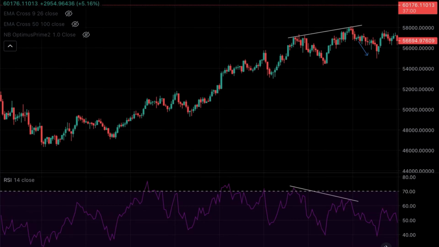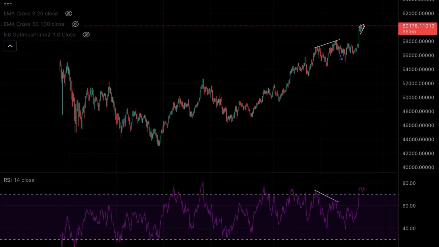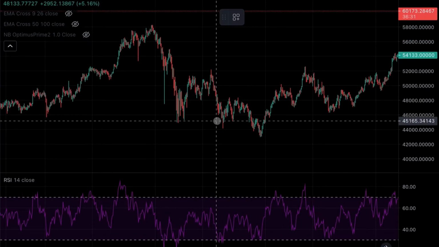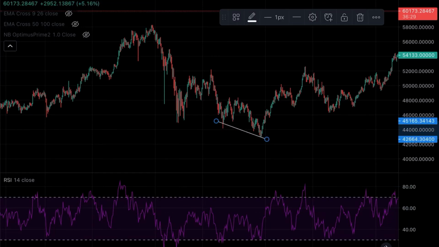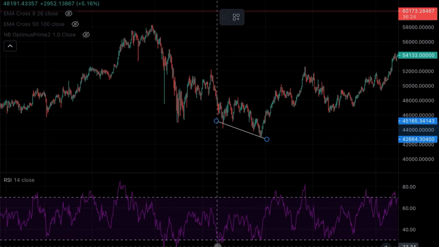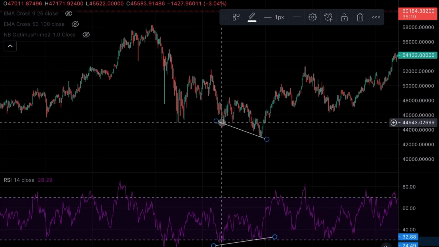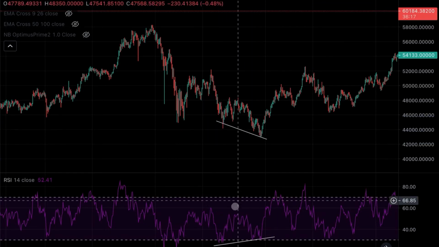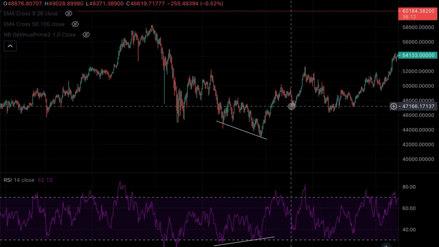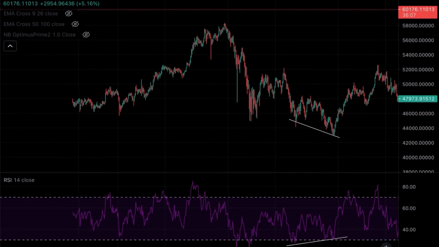So let's just take a look back and try to spot some more divergence here. I'm going to show you a couple more examples, that way you can see it. So if we look back briefly, we can see another area of divergence along the chart. As this line is sloping downwards, this line is sloping upwards. So this is indicative of a trend reversal. And in fact, we do see a trend reversal after that RSI divergence.